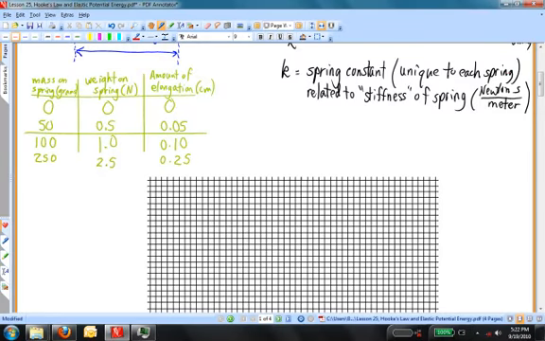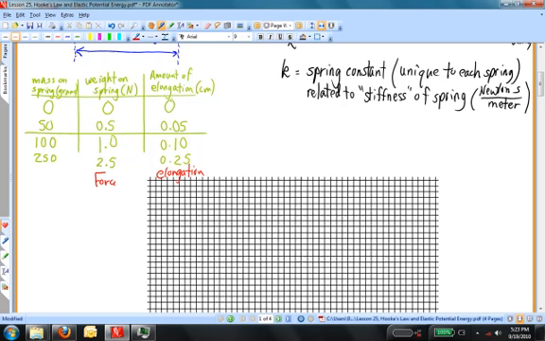I have to make some choices. One thing the computer does when you use Excel is it makes those choices for you. But on the AP exam, you're not going to have Excel to help you. Sometimes the axis is already prepared for you, but it may not be. So you have some decisions to make. I want to plot the force as a function of elongation. And so I'm going to look at my force numbers and see that I go from 0 to 2.5 newtons.